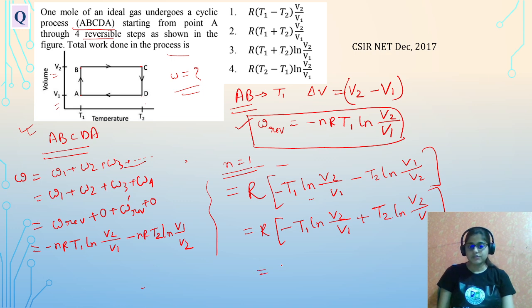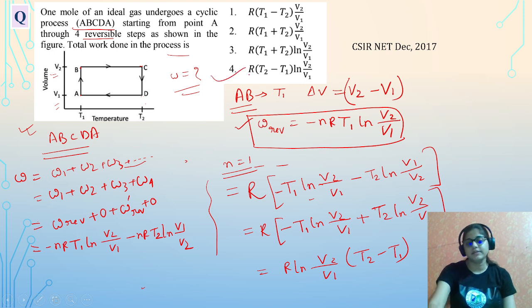So understood? Now we can take R and ln V2 by V1 common, and it will be T2 minus T1. So this is a simple form of the total work. So the answer will be this one, option 4. This was from CSIR-NET December 2017.